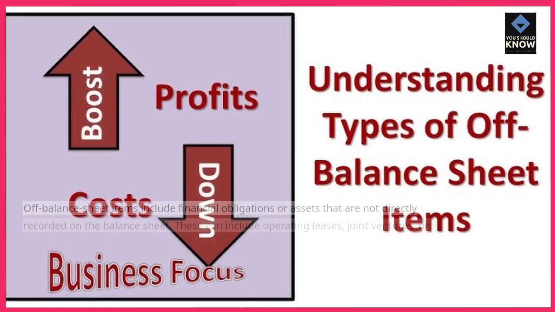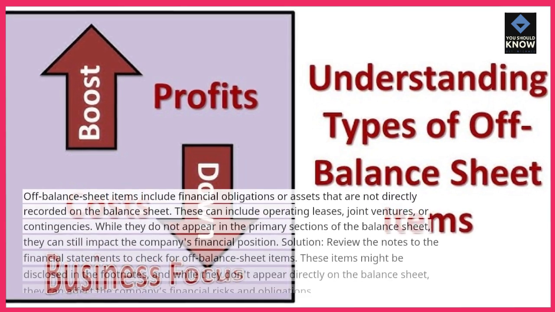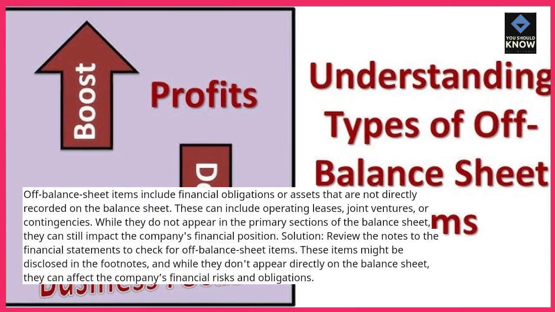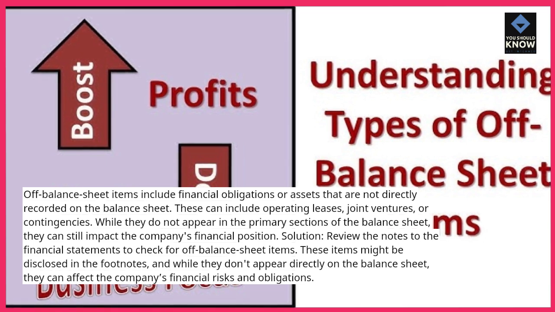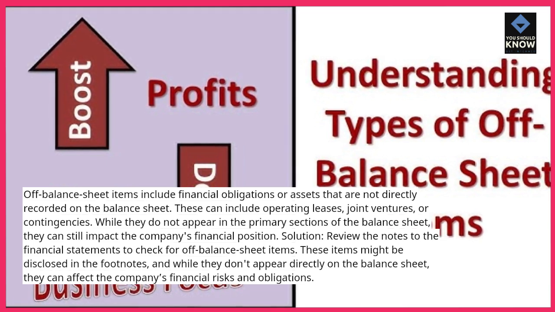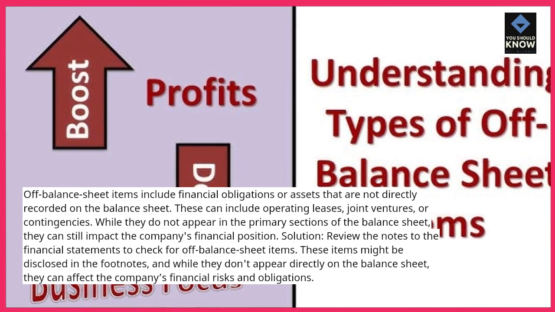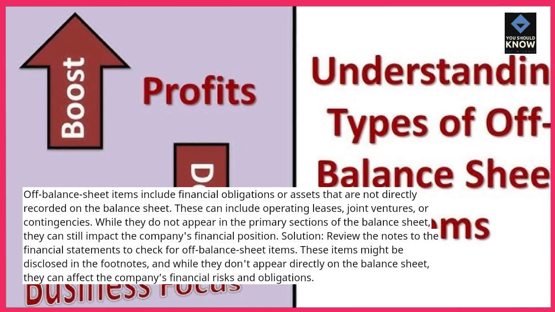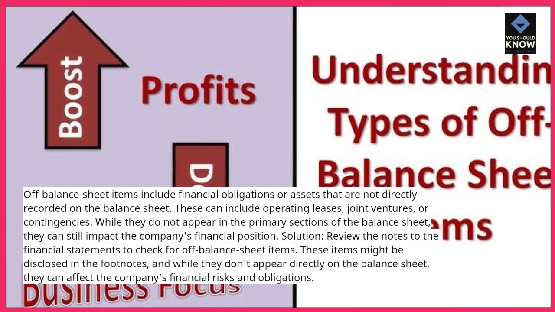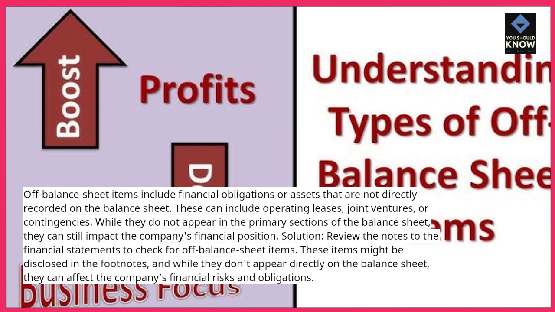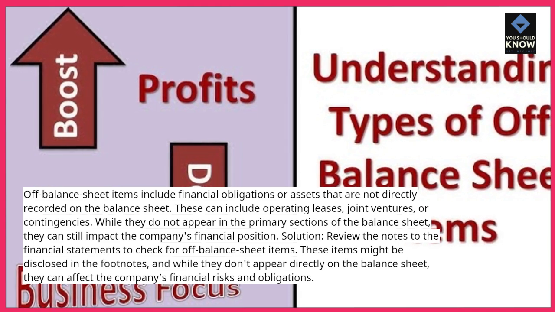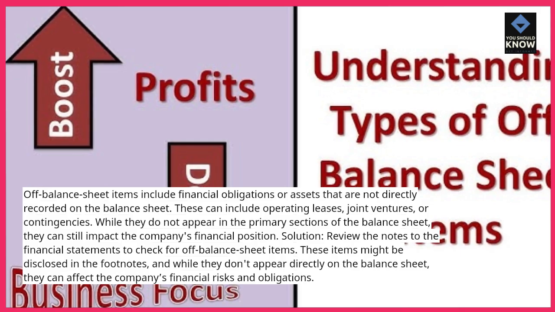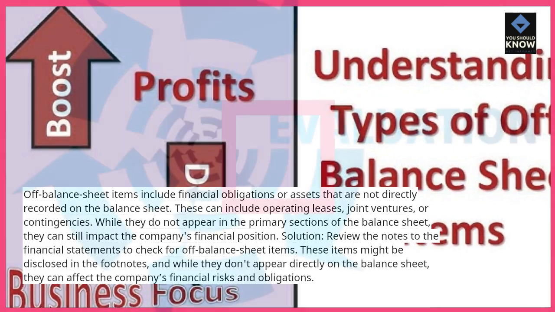8. Pay attention to off-balance sheet items. Off-balance sheet items include financial obligations or assets that are not directly recorded on the balance sheet. These can include operating leases, joint ventures, or contingencies. While they do not appear in the primary sections of the balance sheet, they can still impact the company's financial position. Solution: review the notes to the financial statements to check for off-balance sheet items. These items might be disclosed in the footnotes, and while they don't appear directly on the balance sheet, they can affect the company's financial risks and obligations.